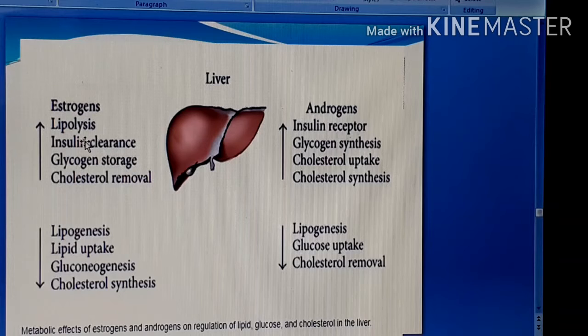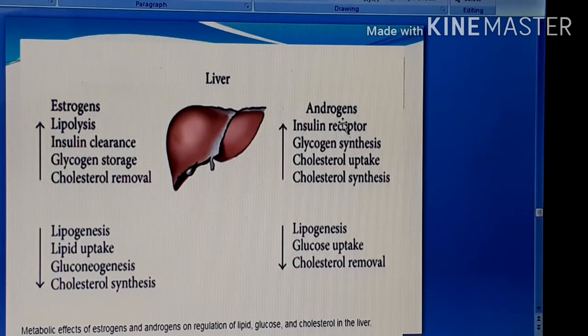Estrogen does certain reactions like lipolysis. It increases the lipolysis, it increases the insulin clearance, it increases the glycogen storage, it increases the cholesterol removal. And here in this case, it decreases the lipogenesis. If it increases the lipolysis, meaning lipid breakdown, it will decrease the lipogenesis, the synthesis of lipid. Also, lipid uptake, gluconeogenesis and cholesterol synthesis are basically decreased.